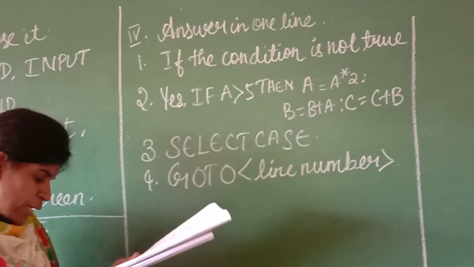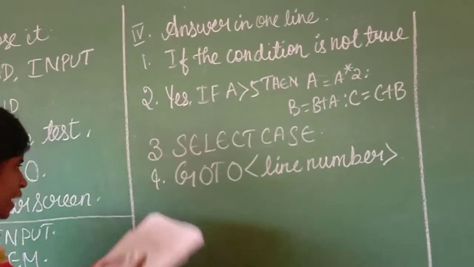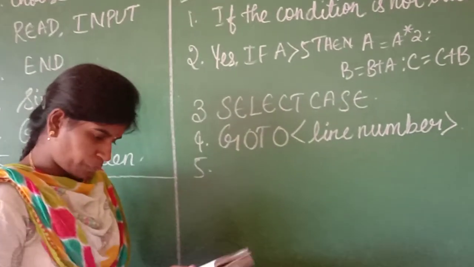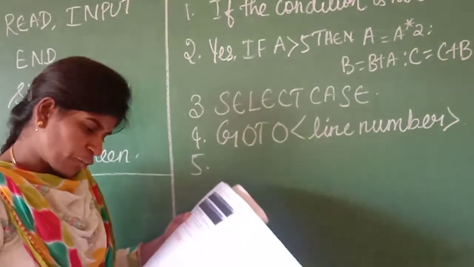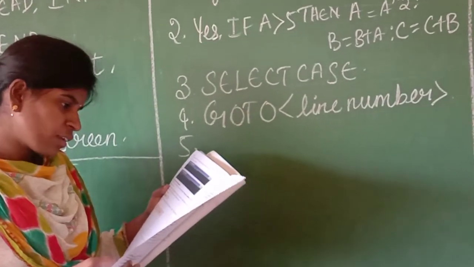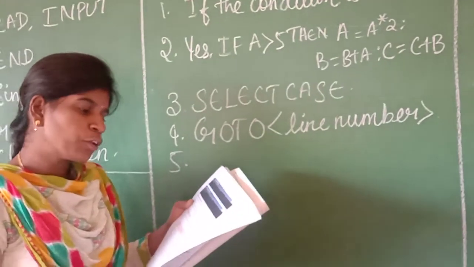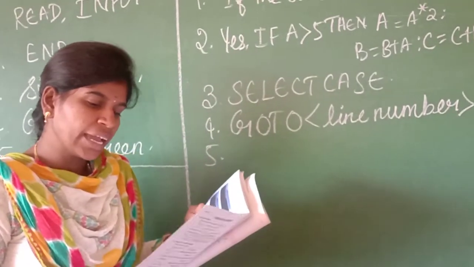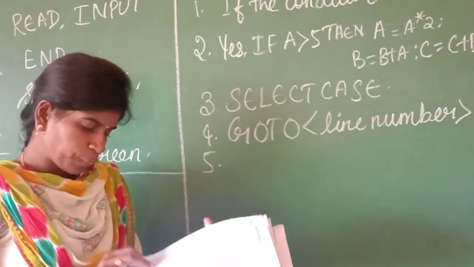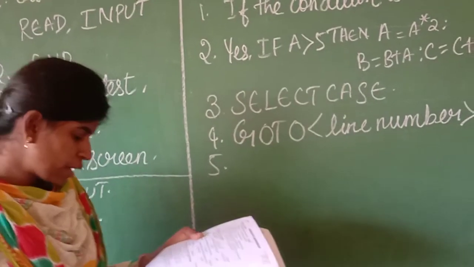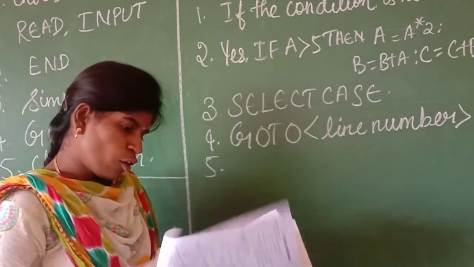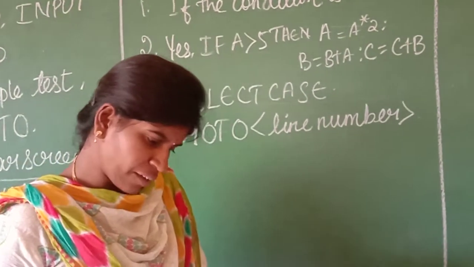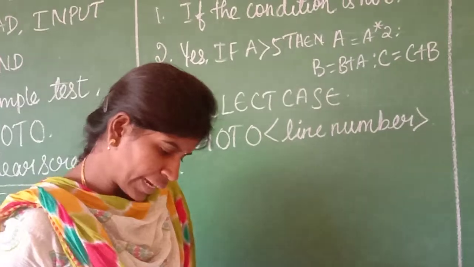Fifth one, define input statement. For that, you can refer to the answer, page number 87. That is, a statement used for program input is an input statement. In highlight, second point. Okay. Next, sixth one. What is a print statement? For print statement, you can refer to page number 87. That is the second highlight.